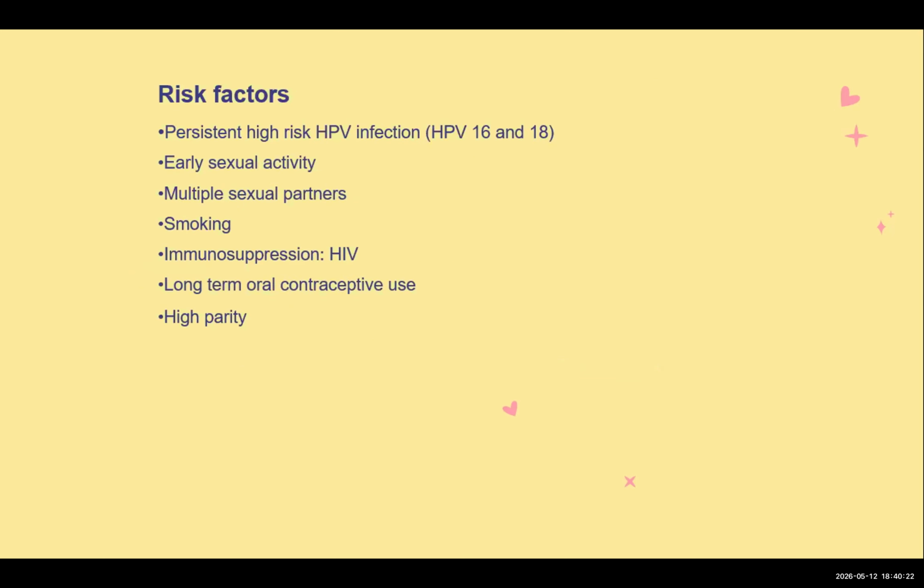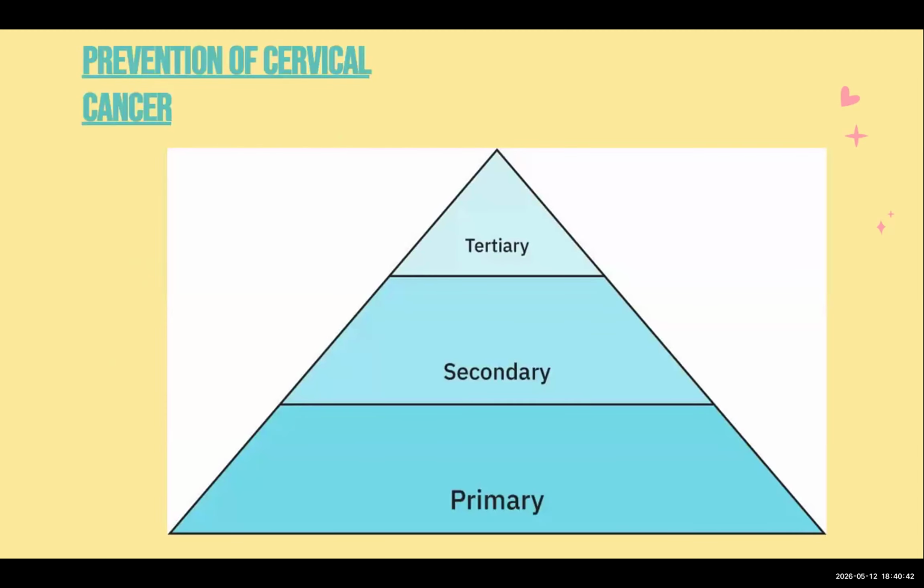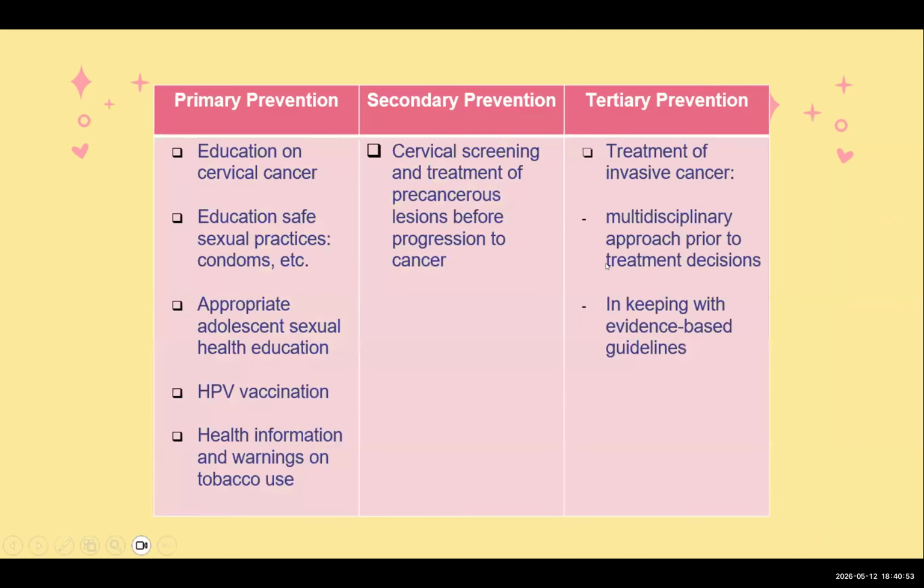So some of the risk factors include persistent high-risk HPV infection, and these include type 16 and 18, early sexual activity, multiple sexual partners, smoking, immunosuppression, long-term oral contraceptive use, and high parity. So moving on to prevention of cervical cancer, it can be classified into 3 categories. So primary, secondary, and tertiary, right?